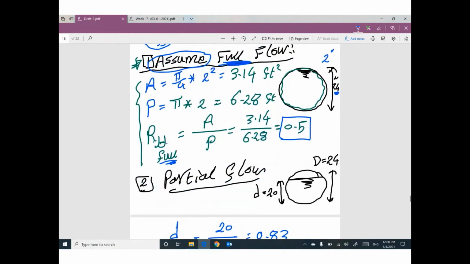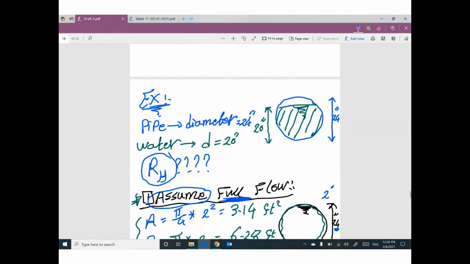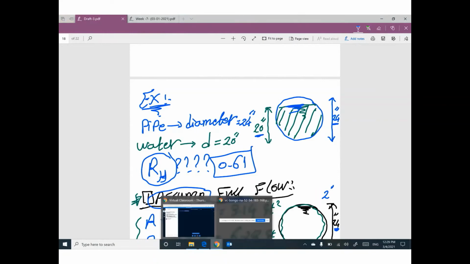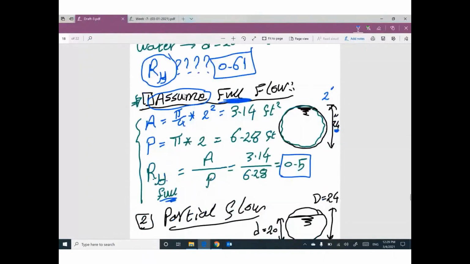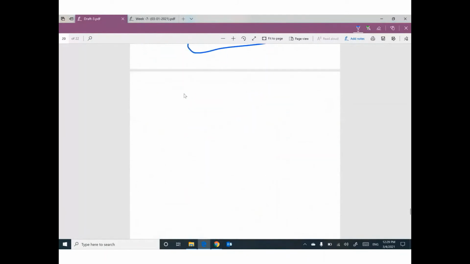So if you have a pipe with diameter 24 inch and the water depth is 20 inch, the hydraulic radius will be 0.61. That makes sense? Guys, that makes sense? This point is very important. Please pay attention. One more example.